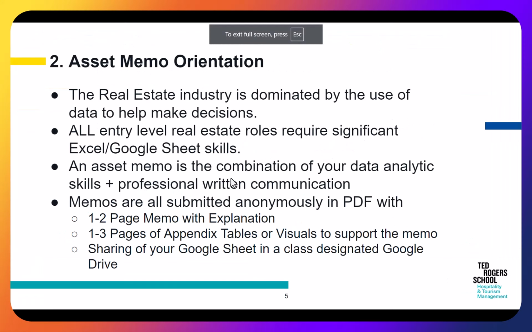The asset memo orientation, first off: the real estate industry is dominated by the use of data to support and make decisions. Every entry-level job you're going to get in real estate, whether that's hotel real estate, commercial real estate, or any other type of real estate, requires an understanding of Excel, Google Sheets, and income statements. So an asset memo, which you'll do a lot of in this course, is a combination of your data analytics skills using Google Sheets, which is a form of Excel, and professional written communication.